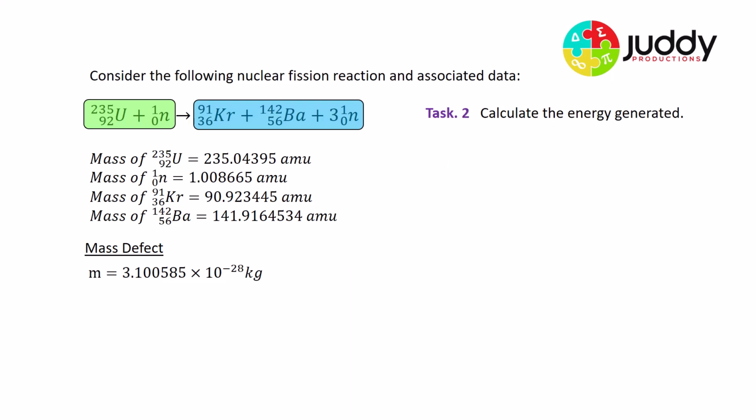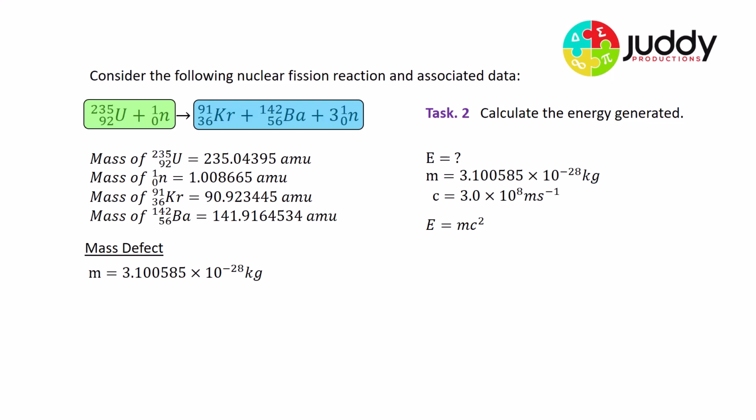Step number 2, we're asked to calculate the energy generated. So E equals question mark. M is our mass defect, 3.100585 by 10 to the negative 28 kilograms. And C, as we know, is the speed of light. It's a constant. It has a value of 3.0 by 10 to the 8 meters per second.